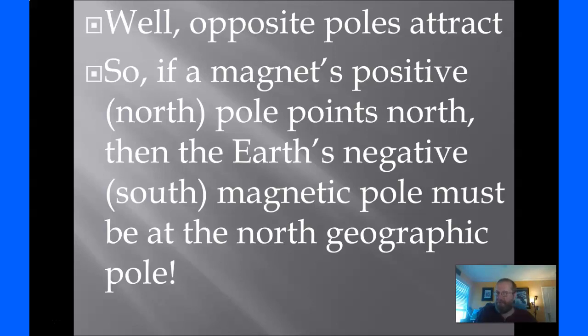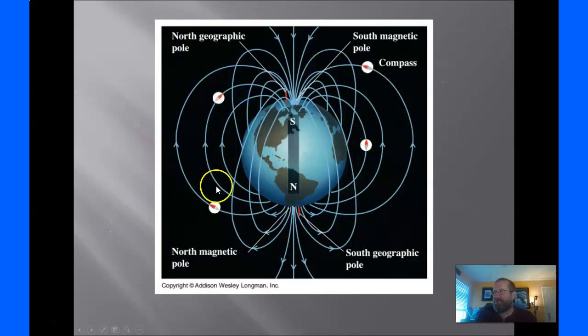You get it? Let me just show you a picture. Okay, first off, there's no such thing as a gigantic bar magnet inside the Earth. It's not what's happening here. It's just to show you the south magnetic pole of the Earth is up here at the north geographical pole. The direction we call north has the negative pole. That's why the positive end of the magnet points north, because the Earth's negative magnetic pole is up there.